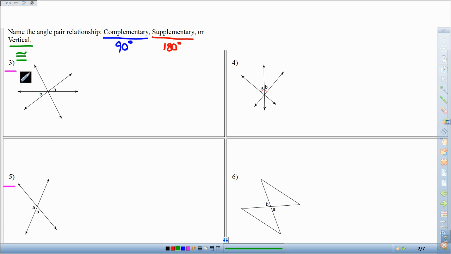Okay, so let's take a look at number three. It's good to know that vertical angles are congruent, but that still doesn't necessarily mean you know how to identify them when you see them. If you guys remember, vertical angles are all about what happens when two straight lines cross one another, and we get these two angles that mirror. So this angle and this angle. That's what vertical angles look like. So there's our answer on this one.